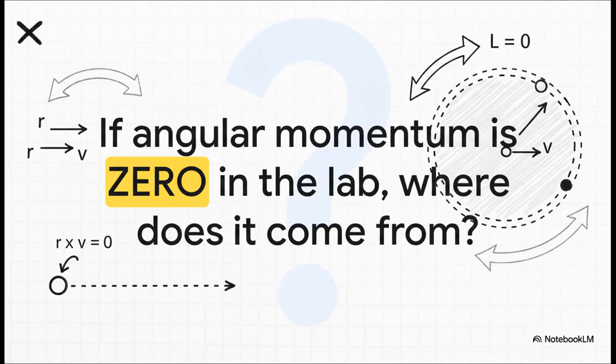And this is where things get weird. In that lab frame, the particle's direction of motion is always pointed away from the center, right? Well, that means its velocity vector is always parallel to its position vector. And if you remember your physics, angular momentum is calculated with a cross product, r cross p. When two vectors are parallel, their cross product is zero, always. So, in the lab frame, the angular momentum is zero. So how on earth can it suddenly appear in the disk's frame? Where does it come from?